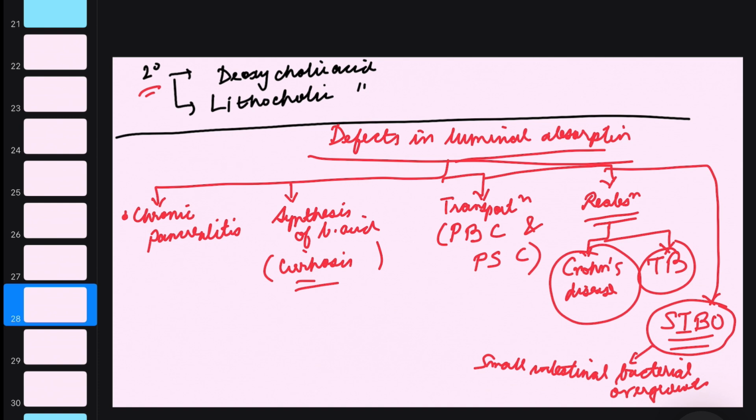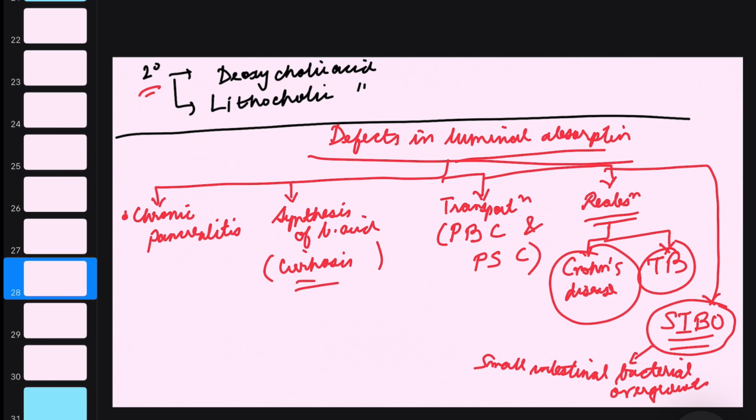Bile acids may be transported there, but they immediately encounter deconjugating bacteria like in SIBO, small intestinal bacterial overgrowth. Or the bile acids which were supposed to be reabsorbed for enterohepatic circulation from the terminal ileum are not, due to some disease in the terminal ileum like TB, like Crohn's. So enterohepatic circulation is gone and all of this is gone. Okay, this was basically the luminal phase.